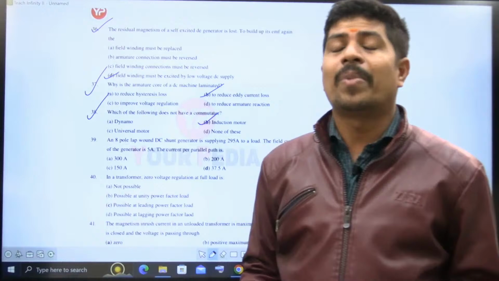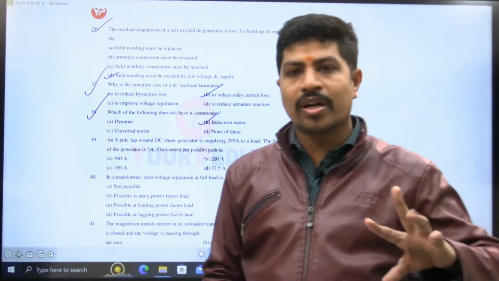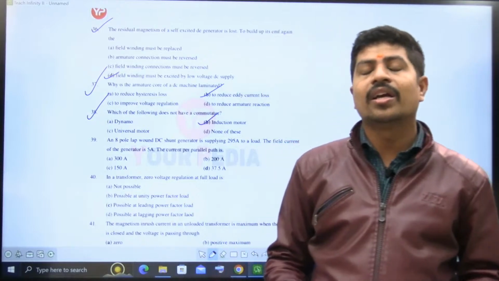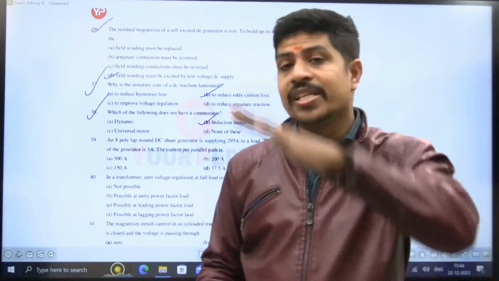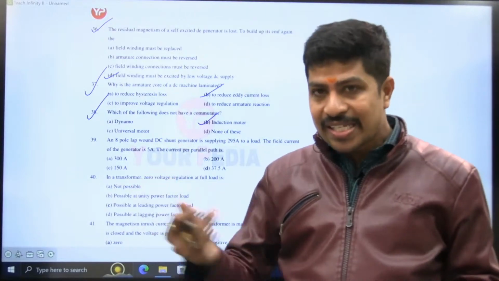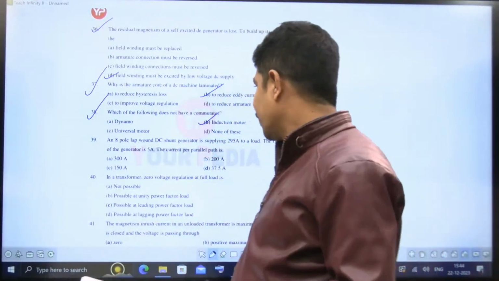What is the purpose of the commutator in a DC machine? You know it very well. In a DC generator, it converts the AC generated inside to DC outside. In a motor, we are giving DC, and that DC is converted to AC inside for the DC motor.